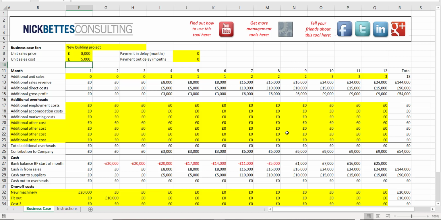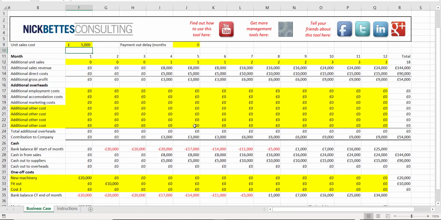And you can see, because I've got no additional overhead so far, that goes straight to the bottom line on this business case. We'll look at overheads in a minute, but first I'd like to draw your attention to this line here, or these lines, which are cash. And you can see in the income, cash from sales, and cash out to suppliers, this is happening in the same month as the invoices are going in and out.